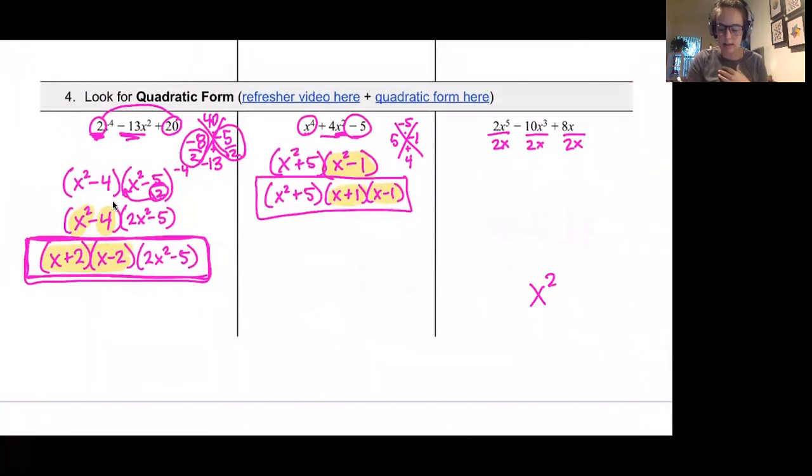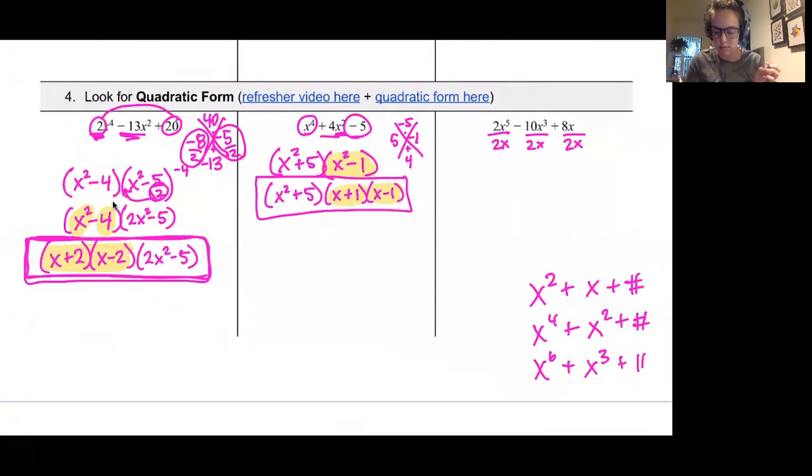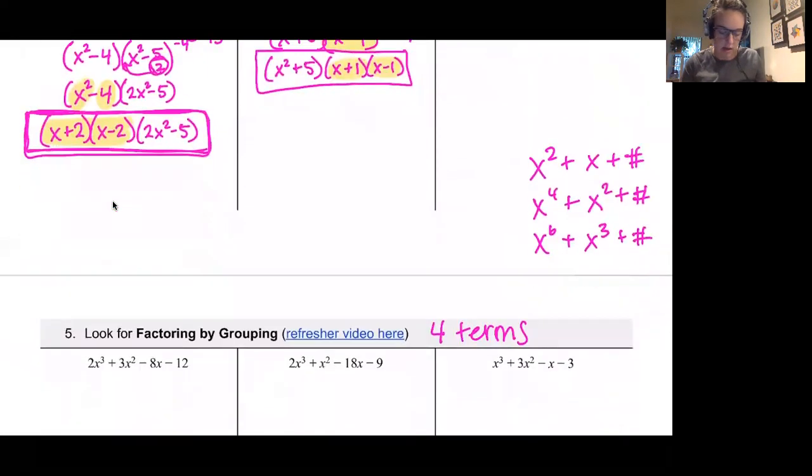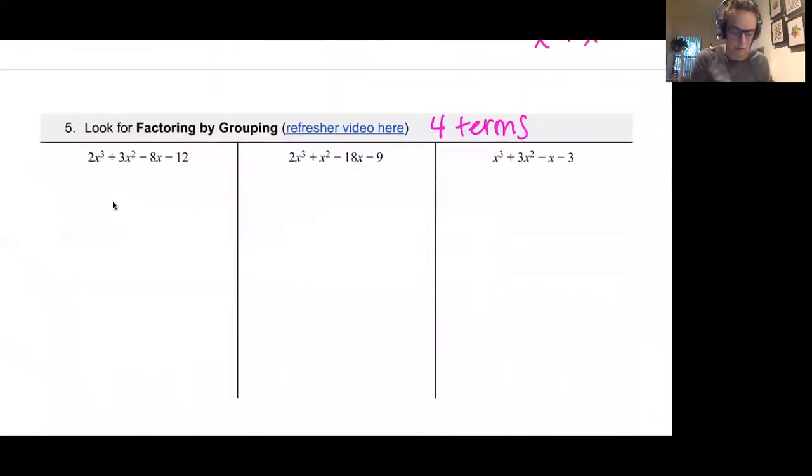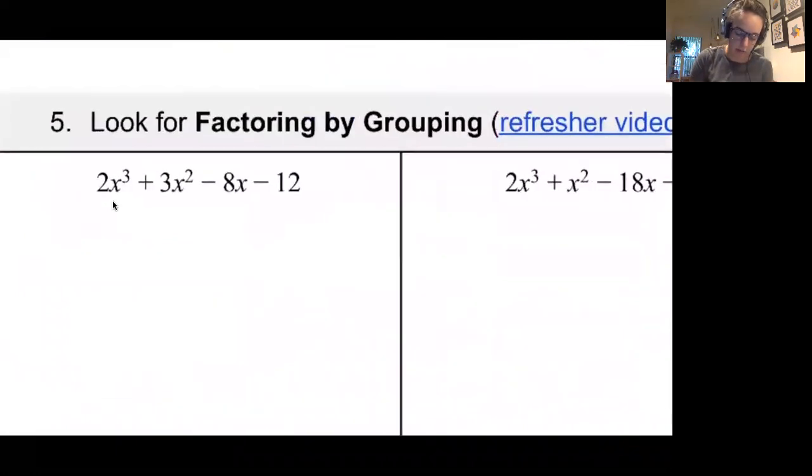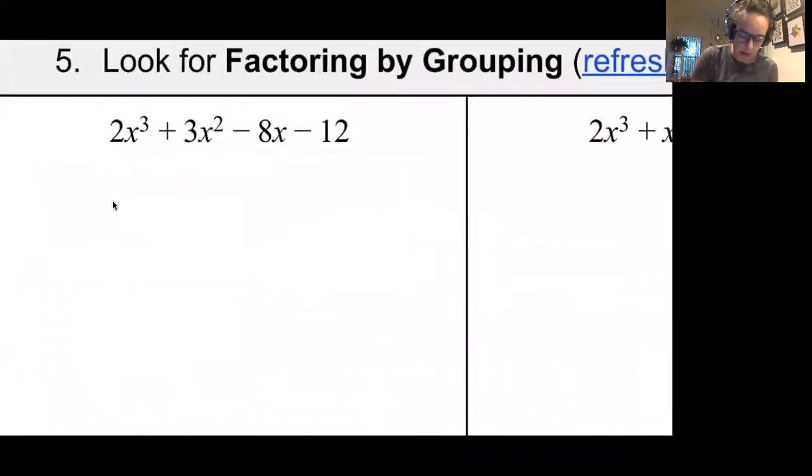So it could be in like x squared plus x plus a number, or it could be x to the 4th plus x squared plus a number, or I mean, technically it could be x to the 6th plus x to the 3rd plus a number. We're not quite there yet, but you could do it there. You could do many multiples of that if you would like. And then if you have 4 terms, like 1, 2, 3, 4, then you can use factoring by grouping. So factoring by grouping here, I'm going to go ahead and group these together and group those together.